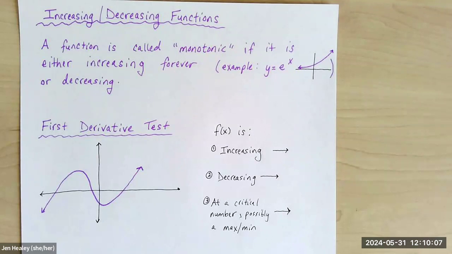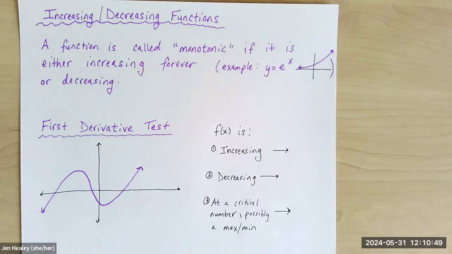Last topics that we've got. We're sort of building up to being able to do curve sketching of some crazy curves. One of the topics that we're going to cover today is increasing or decreasing functions. There's some vocabulary that sounds really scary, but it's not really all that bad. A function is called monotonic. Mono means one. Monotonic means that it's going in one direction. So the function is monotonic if it's either always increasing or always decreasing.